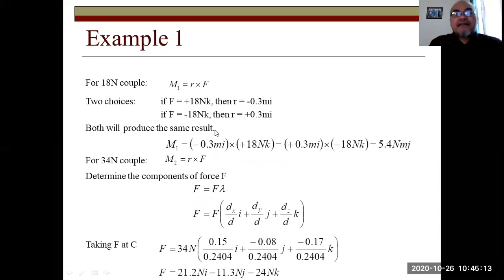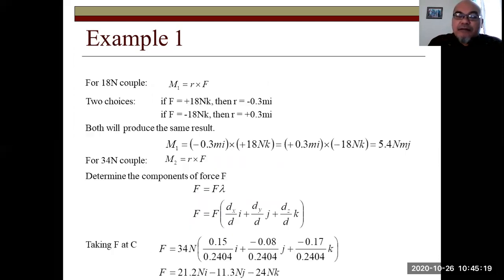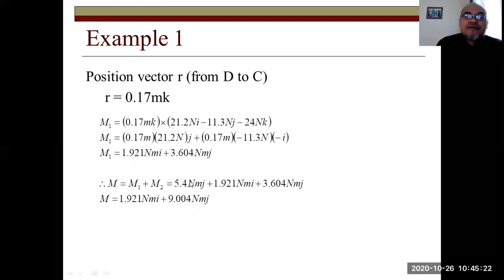So then the equivalent couple will be the addition of couple 1 plus couple 2. 5.4 Newton meter J plus 1.921 Newton meter I plus 3.604 Newton meter J. So added to this one, it equals 1.921 Newton meter I plus 9.004 Newton meter J. So this is the equivalent couple or equivalent moment due to the two couples.